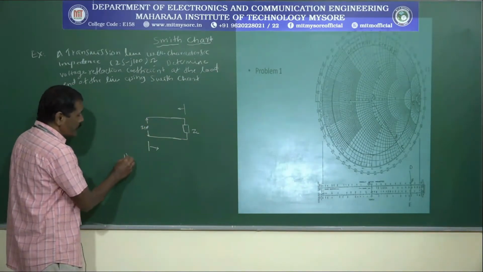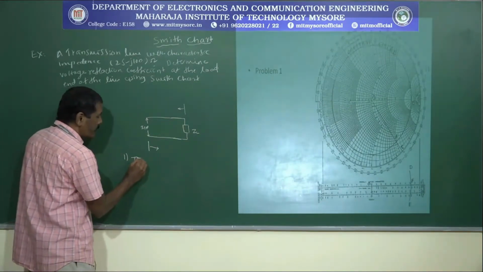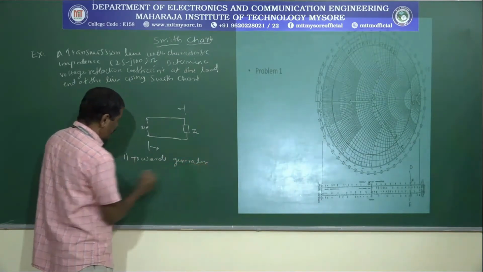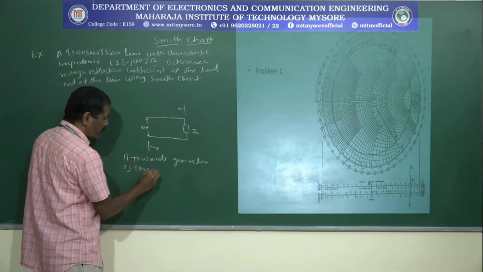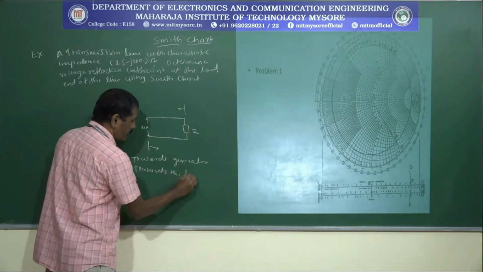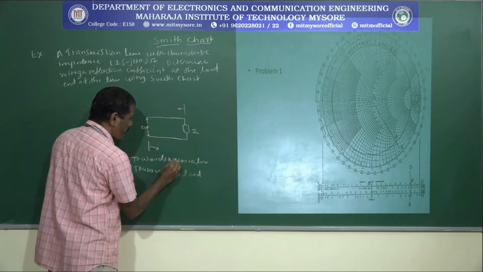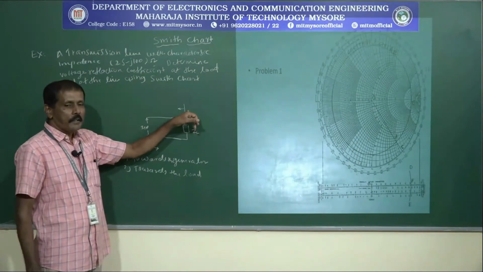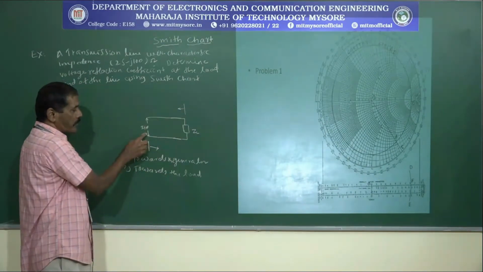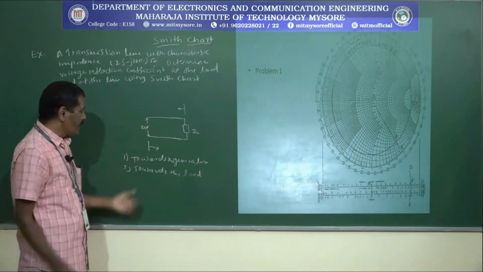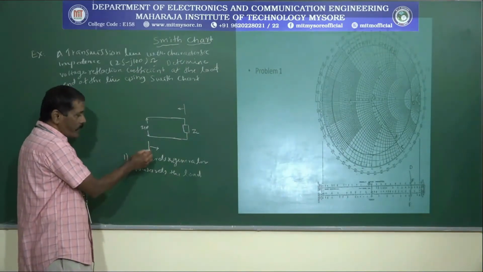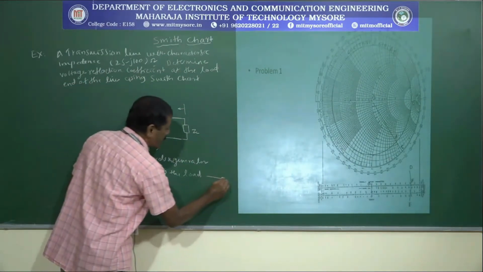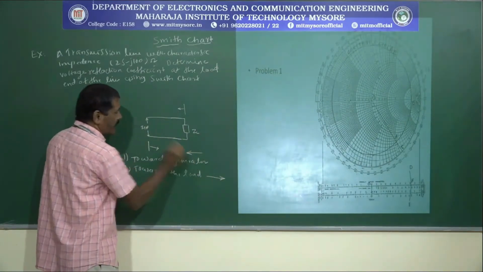We will come across two terms, one is towards the generator and the second one is towards the load. Towards the generator means you are at the load end or at the receiving end and you are looking toward the input end or the generator end. And towards the load means you are at the input side or the sending side, and you are looking toward the load end.